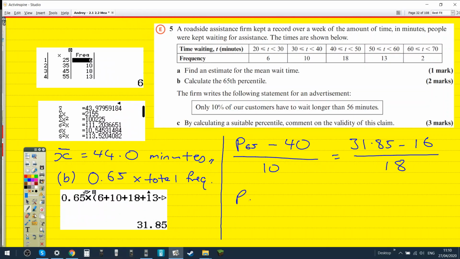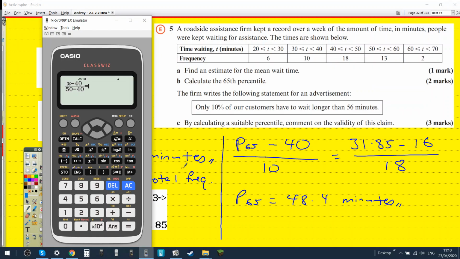So 48.8 minutes. So our part A, our estimate was 44 minutes for the mean, and then part B, our 65th percentile, which should be a bit more, it's 48.4, and part C, sorry, it's 48.8. Sorry. 48.8 was it? Yeah. Okay.